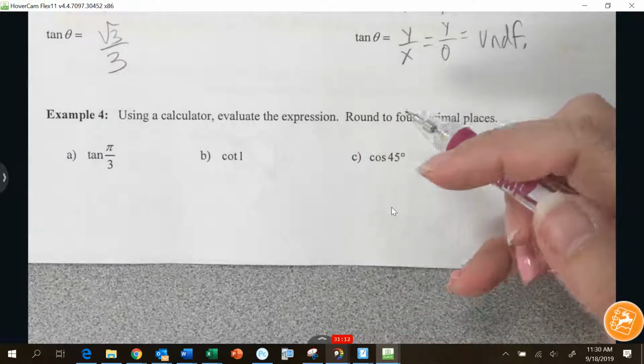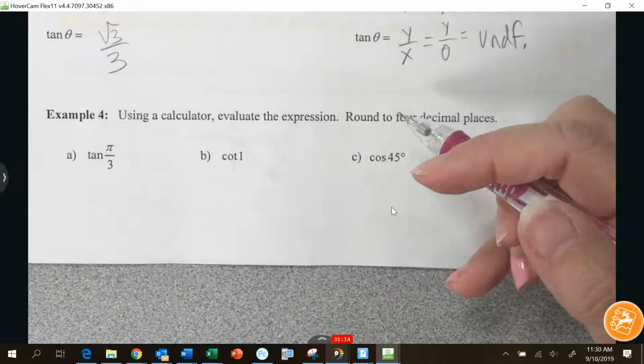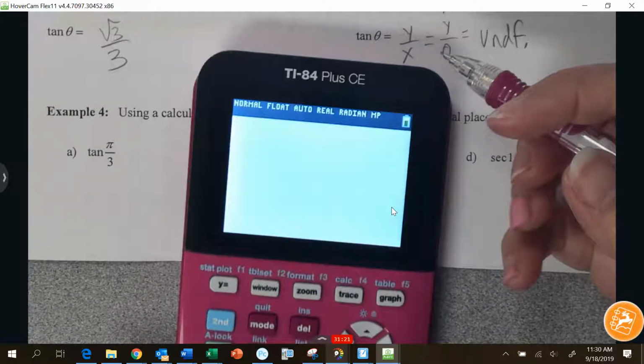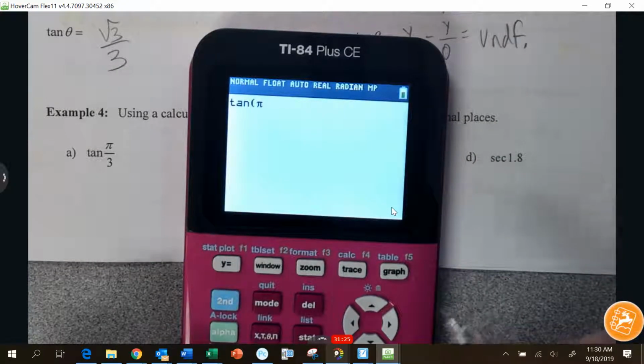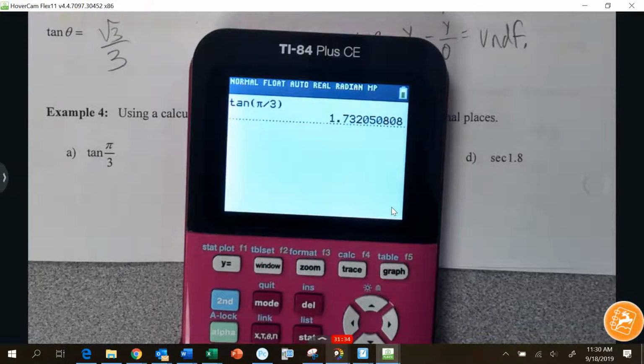Okay, these are graphing calculators, so what are you going to type in? Tangent? Tangent what? Yeah, and literally use the pi. Don't use 3.14159265. And you should get 1.7321.